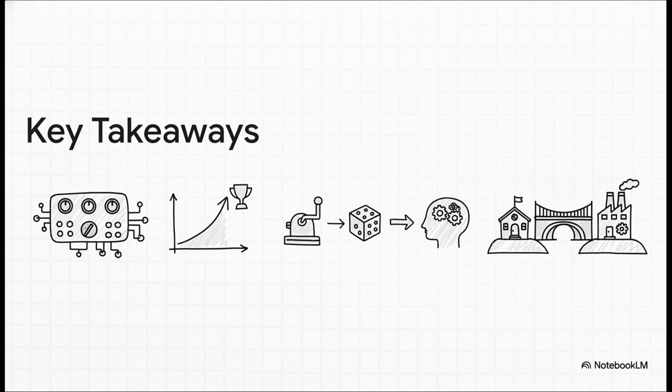So let's just boil it all down. What should you remember? Hyperparameters are your model's control knobs. Tuning them is absolutely essential for getting the best performance. The methods for doing this range from simple trial and error to incredibly smart automated systems. And at the end of the day, this process is what elevates a cool experiment into a robust, production-grade system.